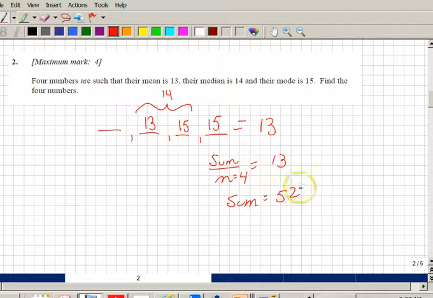The sum is 52. So if we add the 3 that we have there, 15, 15, and 13, which is 43, that means that would have to be 9. Now, let's check everything. Is the median 14? Well, yeah, we created that. Is the mode 15? Obviously, 2 15s. Is the mean 13? Add it up. 22 and 30 is 52, divided by 4 is 13. Yay, everything checks. And we're done. Guess and check. So the 4 numbers are 9, 13, 15, and 15. Number 2, done.